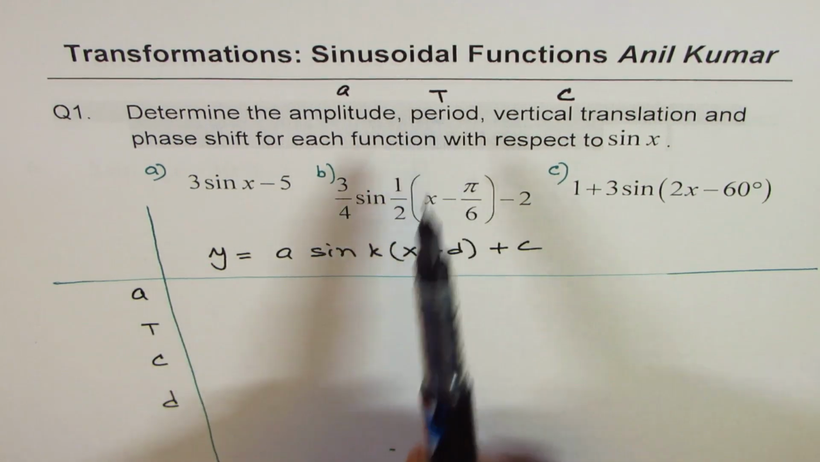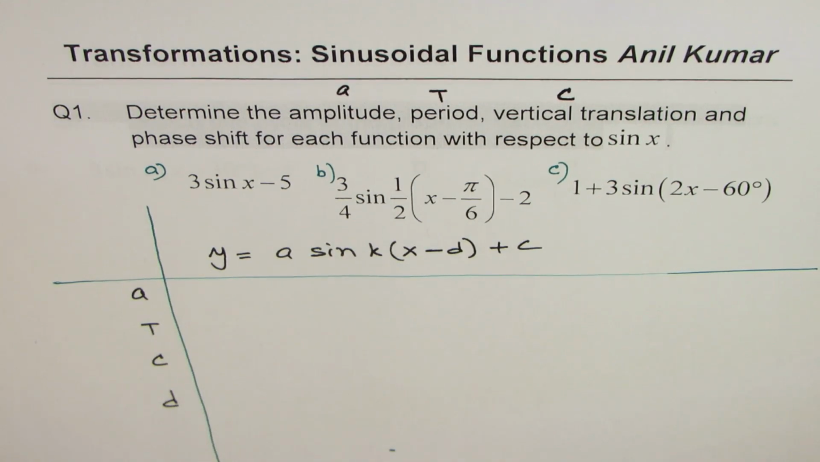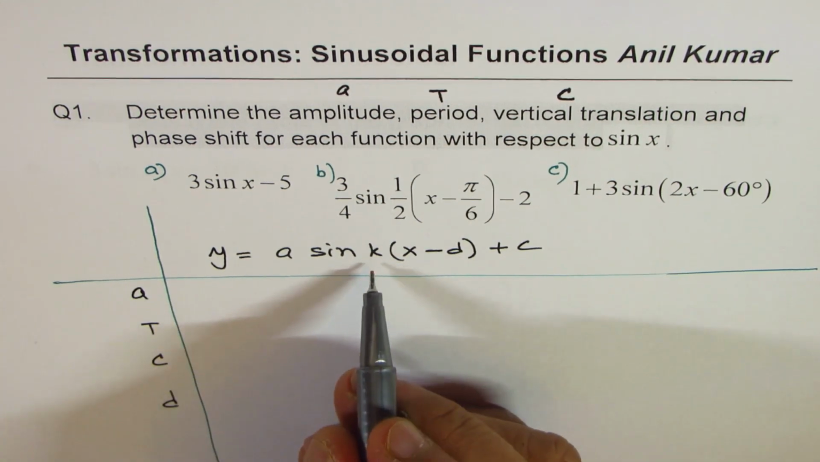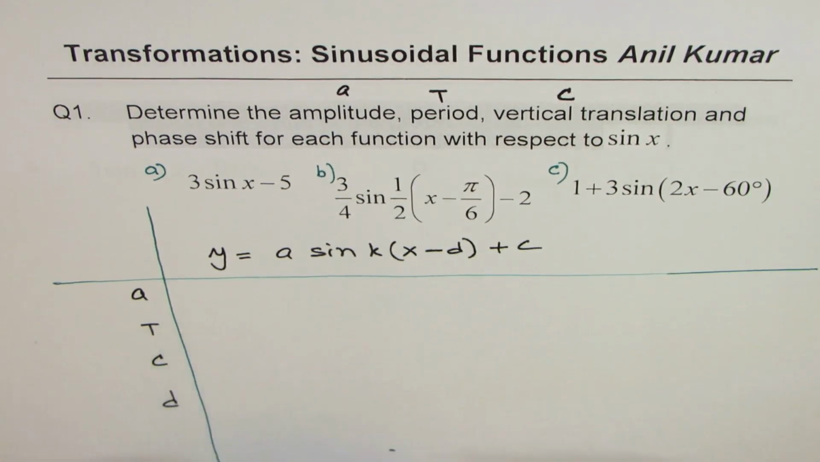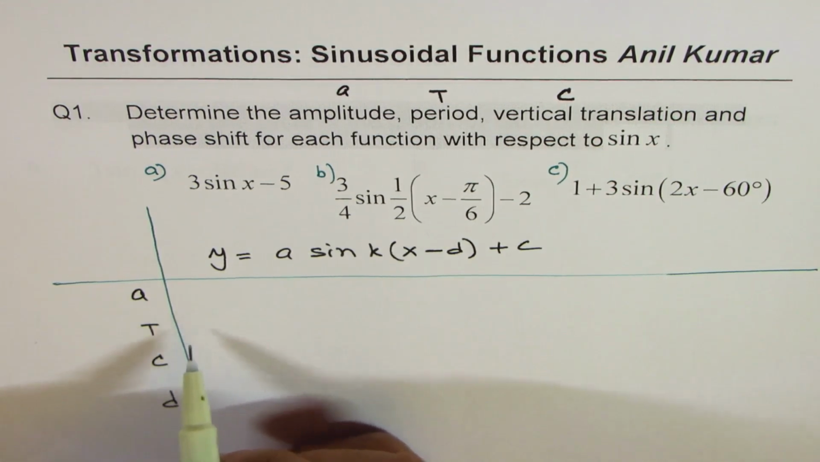T is the time period. I'll tell you how to calculate time period. Time period depends on which units you are working with. So I'll write down the formulas and then we'll figure it out. Okay, let me write down here.